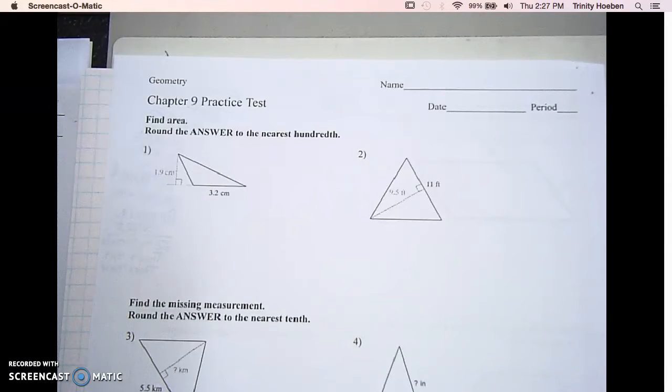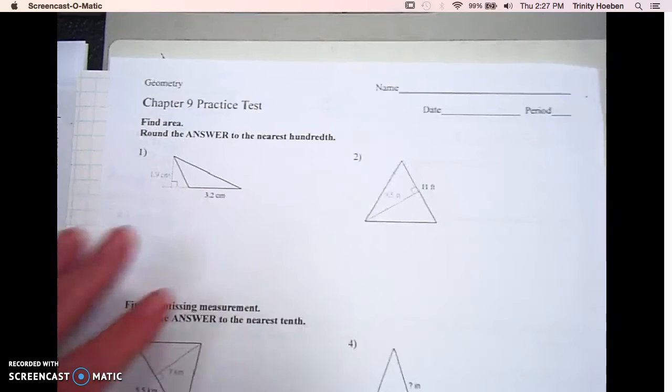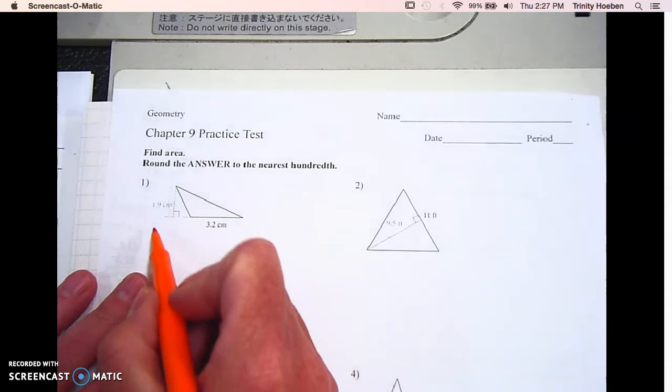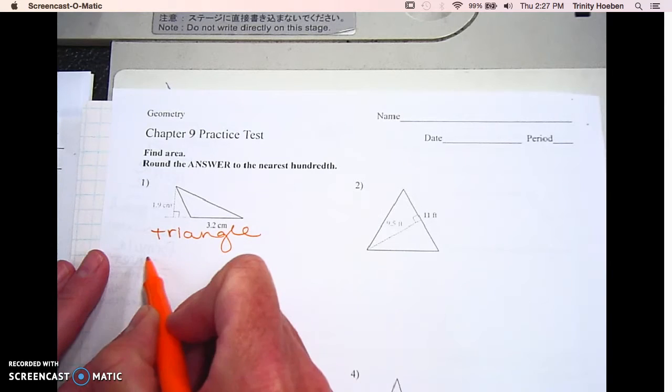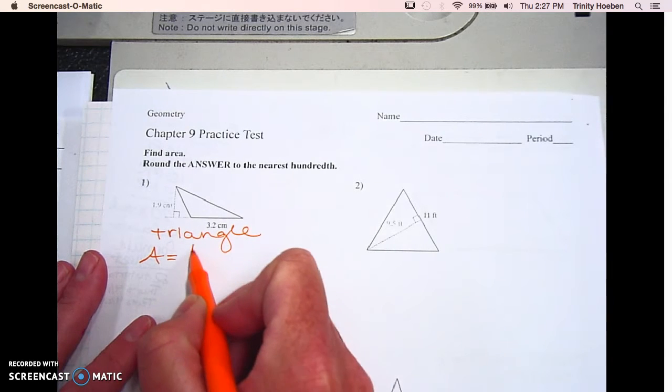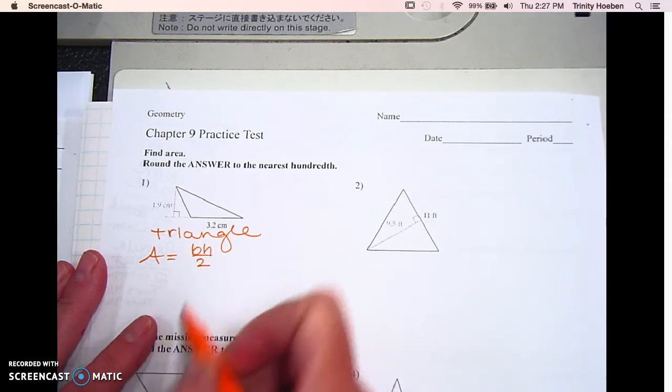Today we're looking at page 2 of the practice test for chapter 9. On page 2 there's a second number 1, and the first thing you want to do is identify the figure as a triangle, and then write down the formula. That should be base times height divided by 2.